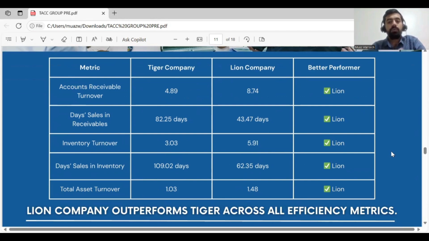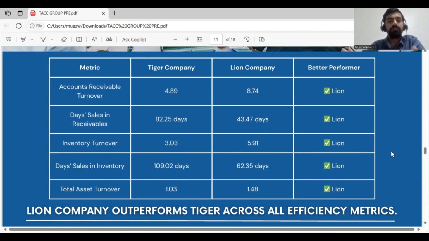Then talking about the second key metric, that is inventory turnover. Lions company sells its inventory 5.91 times per year compared to Tigers, where it is 3.03. So higher turnover means less money tied up in unsold goods. It means the ball has moved into Lions' court.